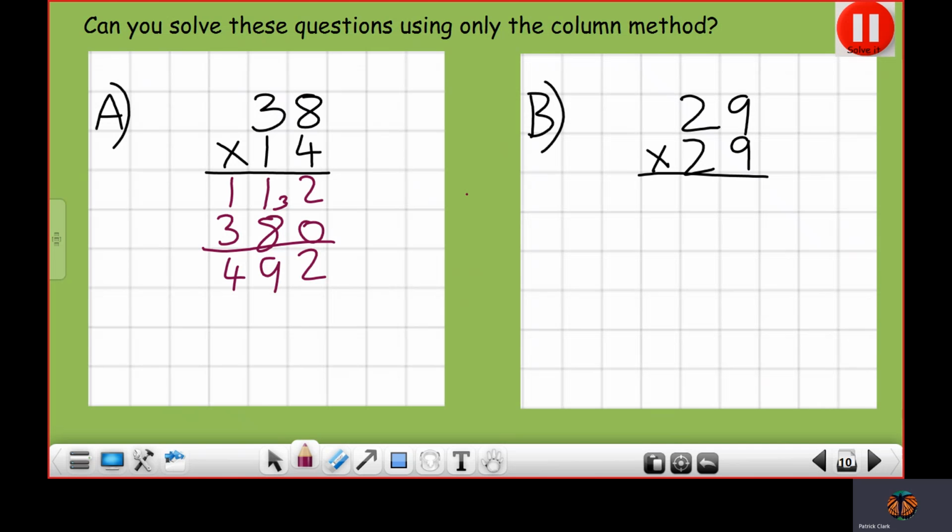Let's move on to 29 times 29, a lovely square number. Let's do 9 times 9, which is 18. Carry the 1 over. 20 times 9, or 2 times 9 is 18. Times by 10 is 180. Making sure to add that 10 in, so it's 198. And then again, it's 29 times 20. So let's do 9 times 20. So 9 times 2 is 18. Times by 100 is 180.